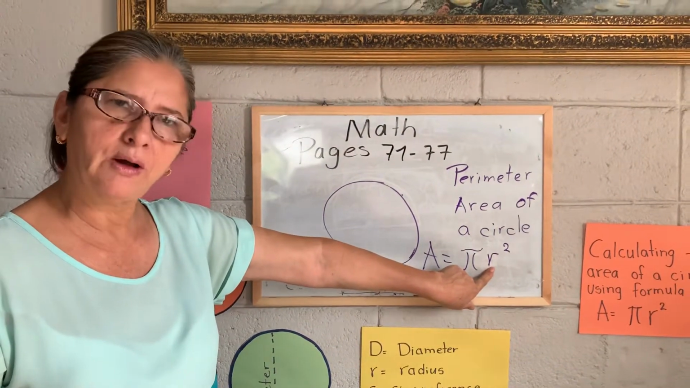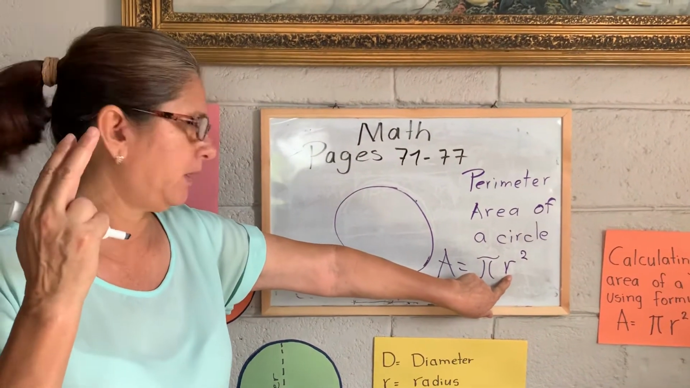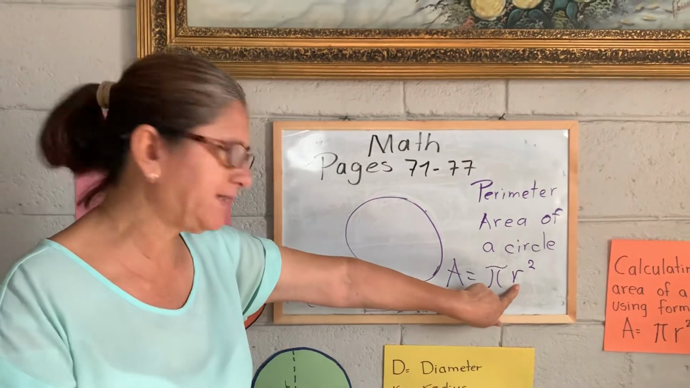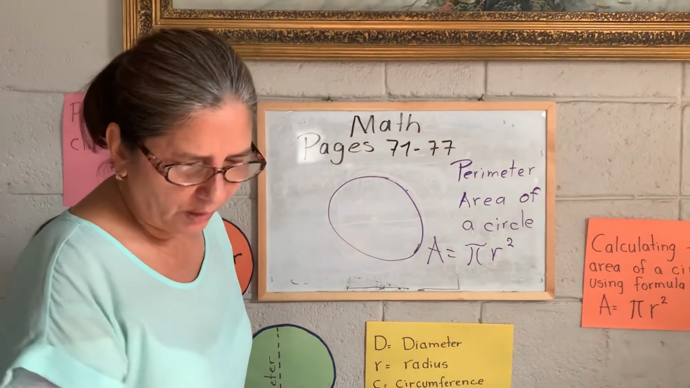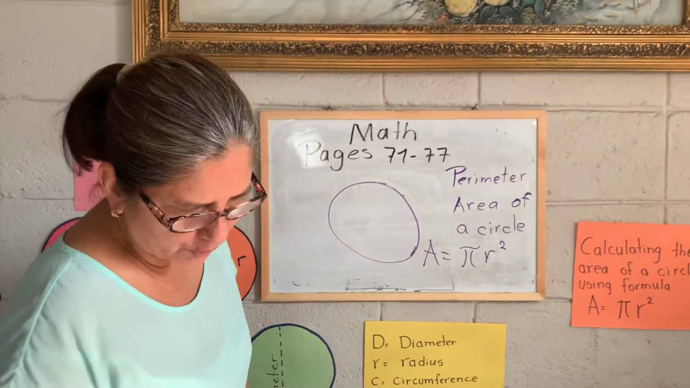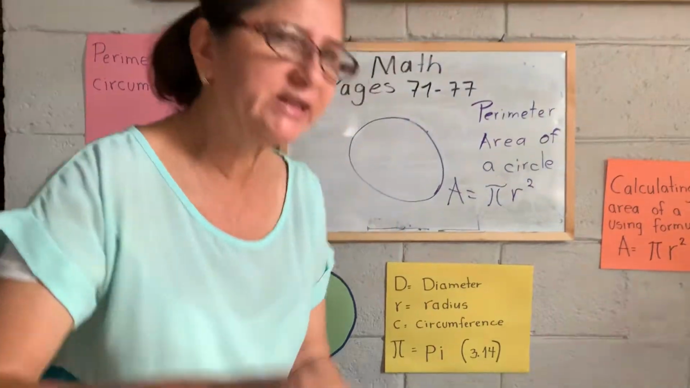Remember that you have to square. You have to multiply twice by itself to find the area of a circle. Okay, we go to page 74.